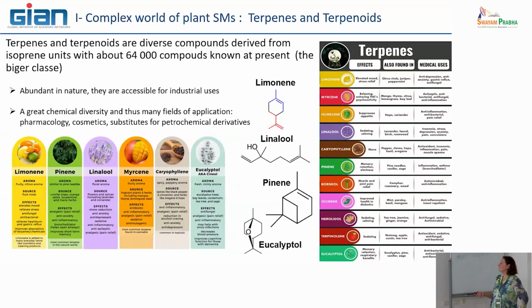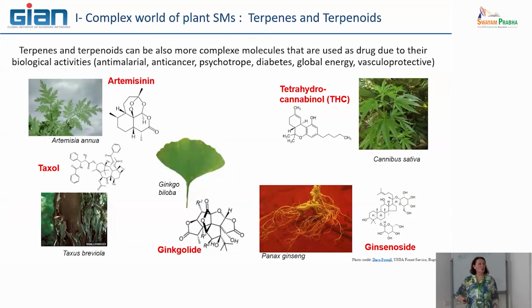Terpenes can also produce some more complex molecules, as you see. So you can easily imagine that it is not in one or two steps that from a precursor like limonene, we can arrive at this complex molecule.